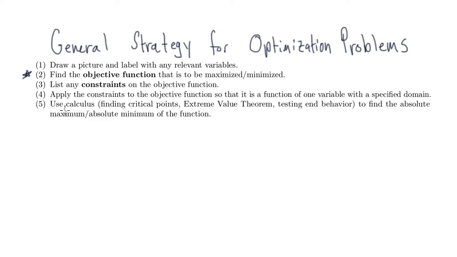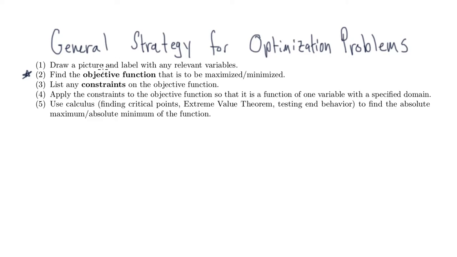And then next is to apply the constraints to the objective function. You're going to take the objective function and the constraints and cook them up in such a way that you have a single function of one variable with a very specific domain. In this case, the domain represents the real world constrained domain. You can't have a negative area, you can't have a negative side length, you can't produce a negative number of products, etc. So there's going to be a very clear domain that makes physical sense.